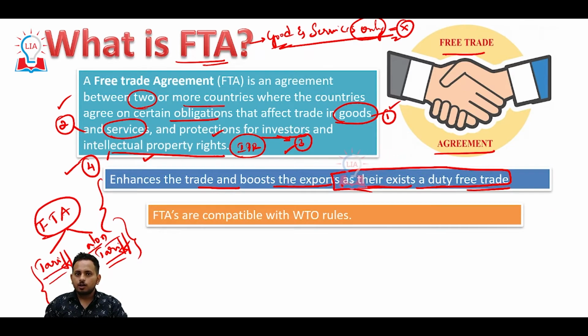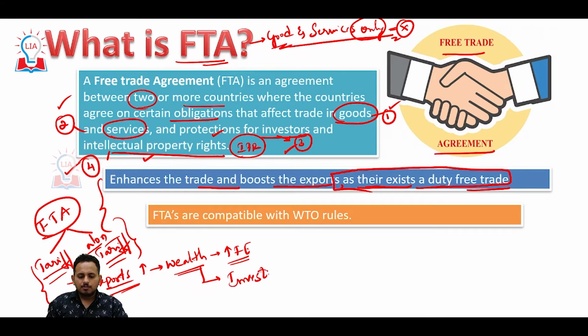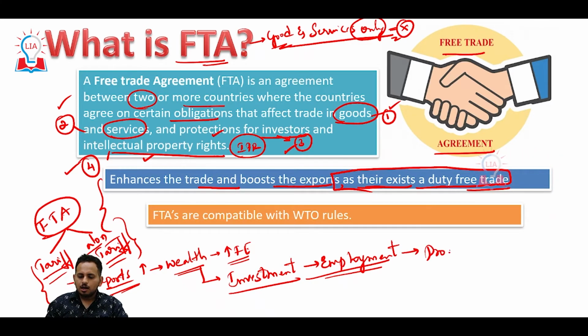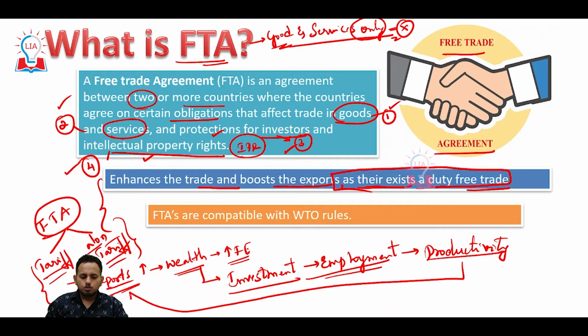If there are no tariff and non-tariff barriers, then the exports would increase. If the export increases, then it creates wealth, and there is an increase in foreign exchange. If the wealth is created, then there will be an investment. This investment drives employment. Again, with this employment, there will be increase in productivity. Productivity will again boost the export.